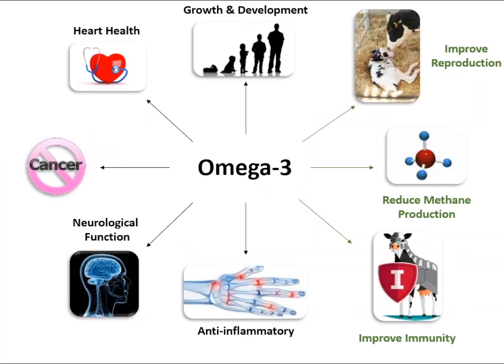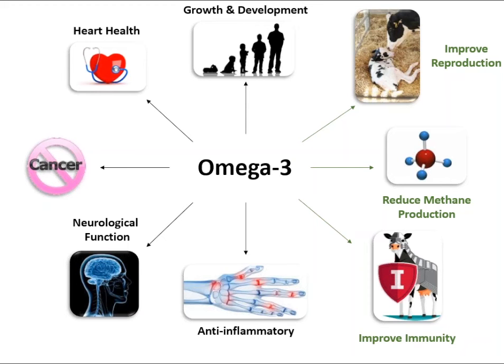For humans, they're very important to growth and development. They've been shown to reduce the risk of cardiovascular disease and improve heart health. They are anti-carcinogenic. They improve neurological function, and as I said before, they're anti-inflammatory. Now, when you feed these to dairy cows, not only are you going to improve the amount of omega-3s in milk fat for human health, but they also have a beneficial effect to the dairy cow.